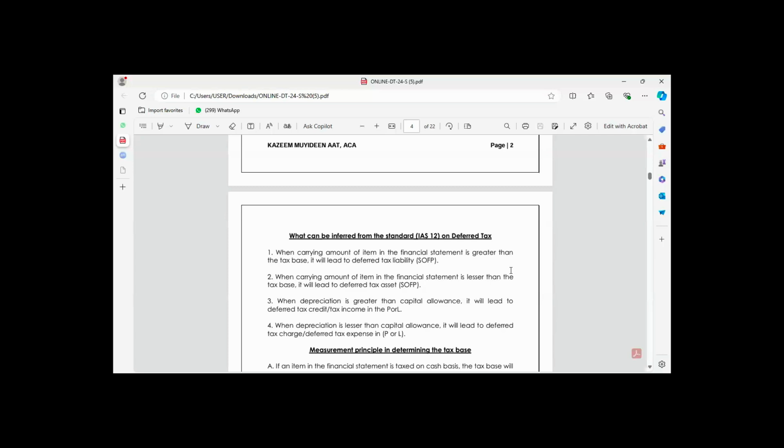In the statement of financial position. But when depreciation is greater than the capital allowance, it will lead to deferred tax credit or deferred tax income to P or L. If I'm talking about depreciation and capital allowance, I'm only talking about deferred tax credit or deferred tax income to P or L. But when depreciation is less than the capital allowance, it will lead to deferred tax charge or deferred tax expense in the P or L.